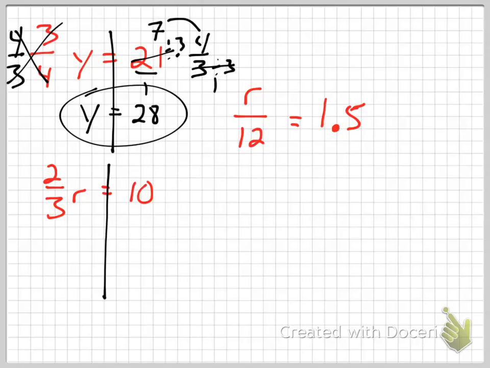The next one, 2/3 r equals 10. Is the variable happy? No. Being not alone. Being multiplied by 2/3. Opposite of multiply by 2/3 is divide by 2/3, which you would write to solve this. You'd multiply this by 3/2. Multiply by 3/2. They're gone.